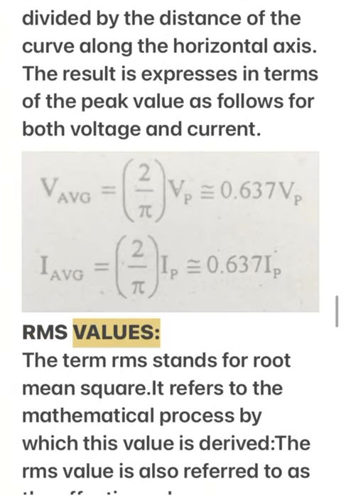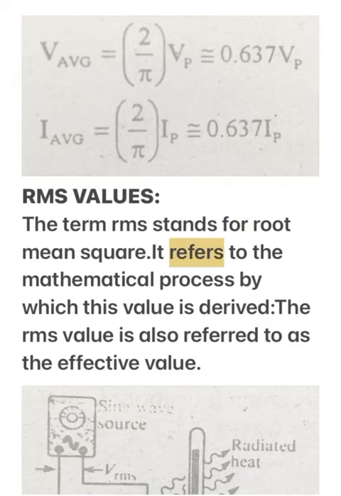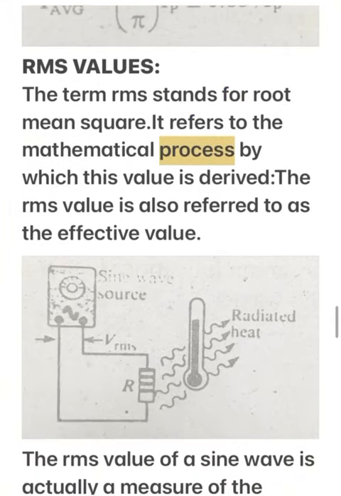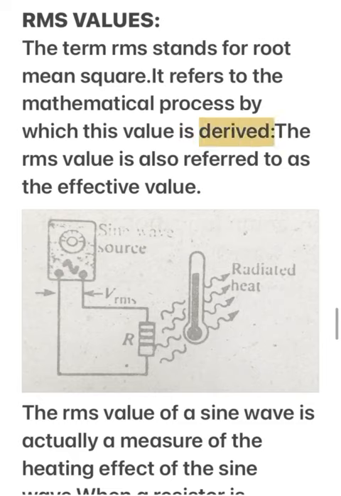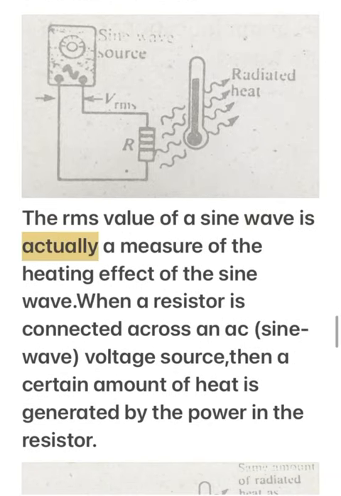RMS values. The term RMS stands for root mean square. It refers to the mathematical process by which this value is derived. The RMS value is also referred to as the effective value. The RMS value of a sine wave is actually a measure of the heating effect of the sine wave when a resistor is connected across an AC sine wave voltage source.